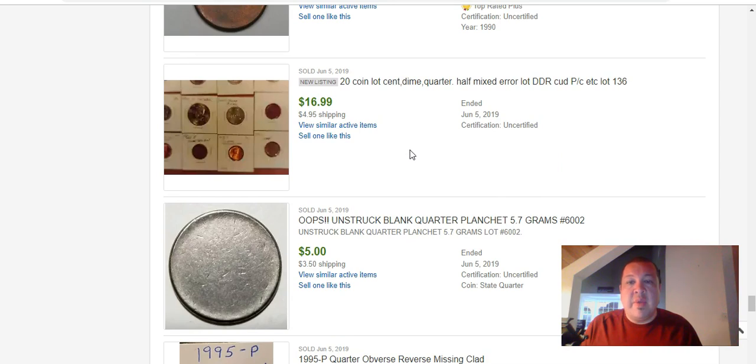Another off-center. You want to beware of lots like this, because you don't know what you're getting. If you're getting a lot from an inexperienced roll hunter or collector, some of these are just basic change. All right, so someone paid $21 shipped for a complete unknown lot of coins. Although it's 136 pieces, you might get lucky, but I don't know. Why didn't it sell for more? Maybe it was Buy It Now.